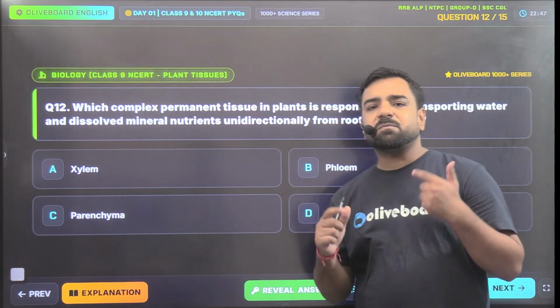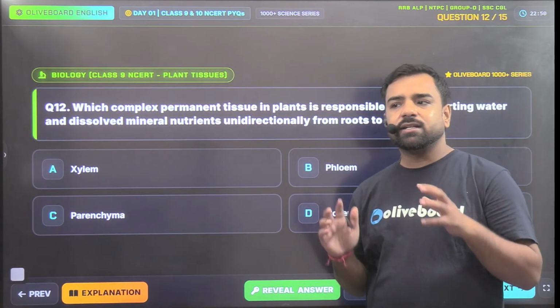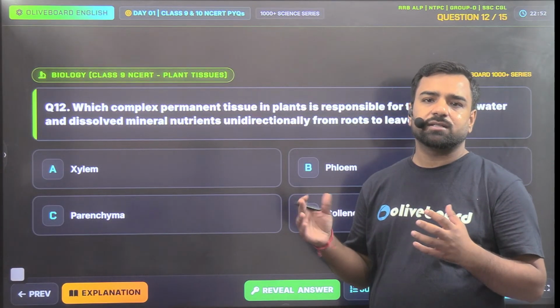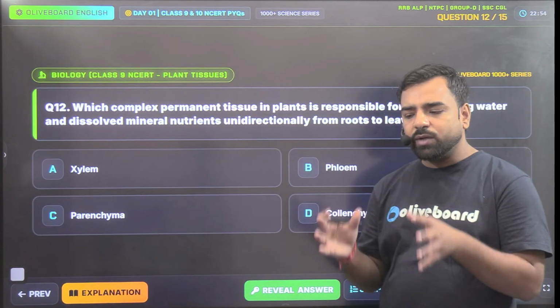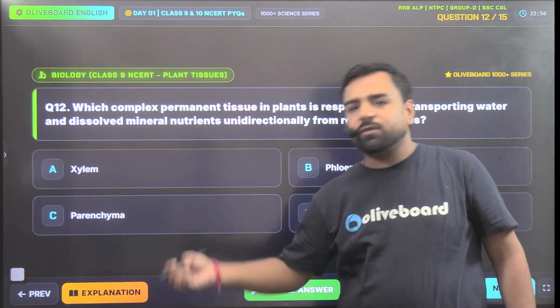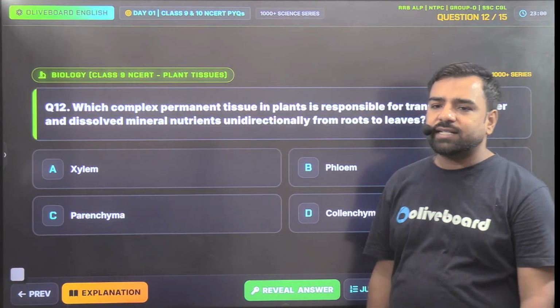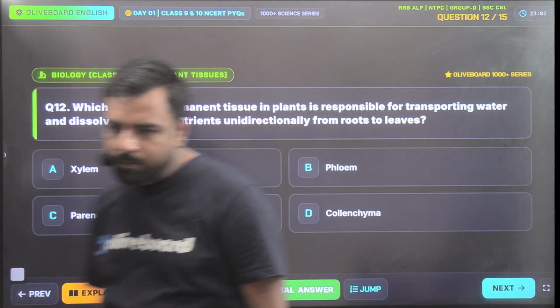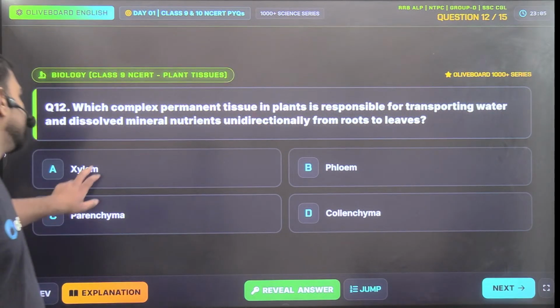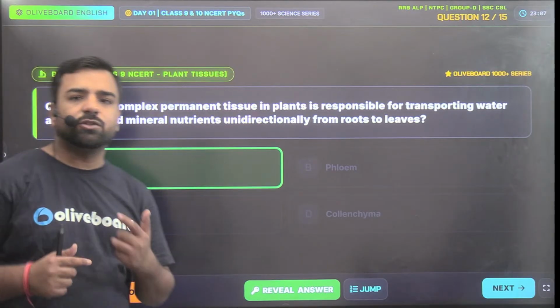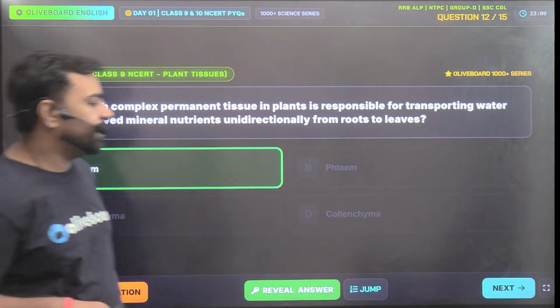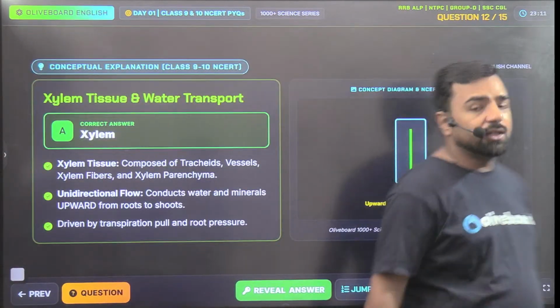So guys, if it is bidirectional in the plants, that would be food and minerals. So that's done by phloem. But unidirectionally, the water will be taken from the underground part and it will be transported in one direction. So that's done by xylem. So option number A, absolutely correct. So xylem is the one that helps in the transportation of the water and phloem is the one that helps in the transportation of the food.